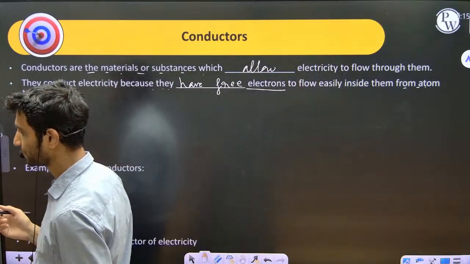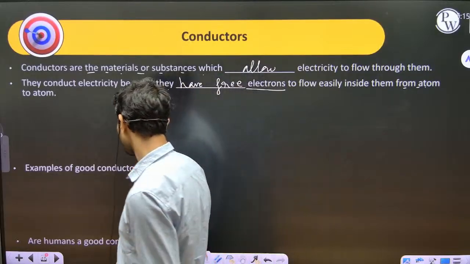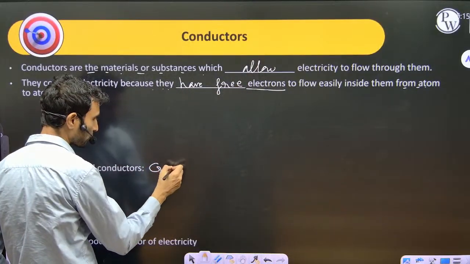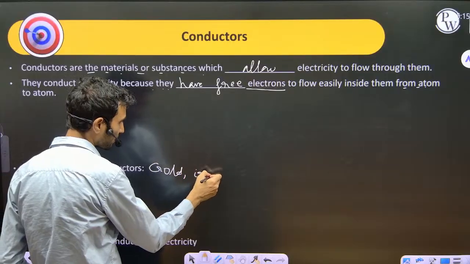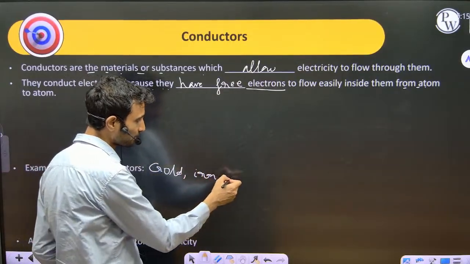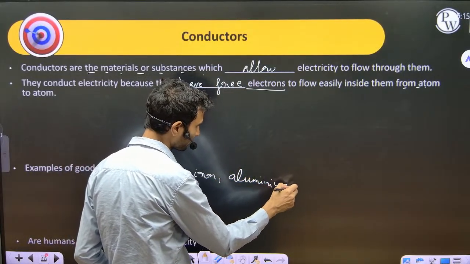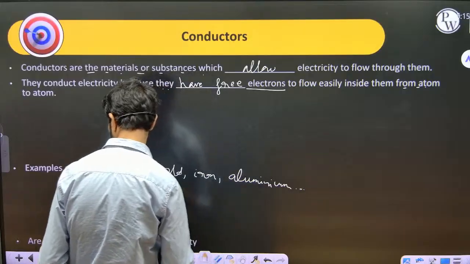What are the examples of conductors, guys? The best example we just saw is gold, of course. Then you have iron. What else, guys? Aluminium, and so on.